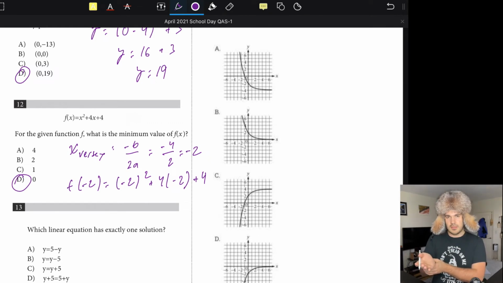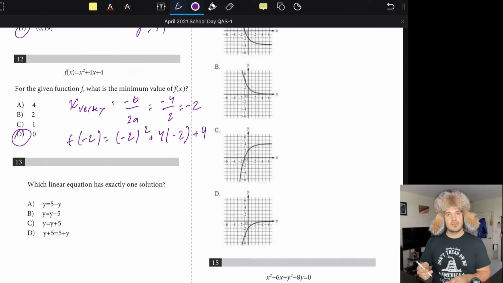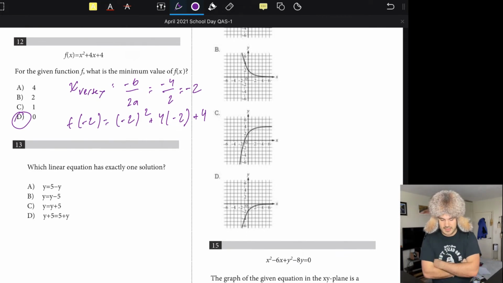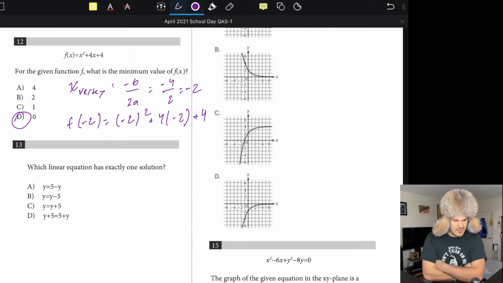It would have ended up being negative 2. And then plug that in to get the y-coordinate of the vertex. Number 13, which linear equation has exactly one solution? That's a weird question. Usually they'll ask which quadratic equation has only one solution, or two solutions, or no solutions.